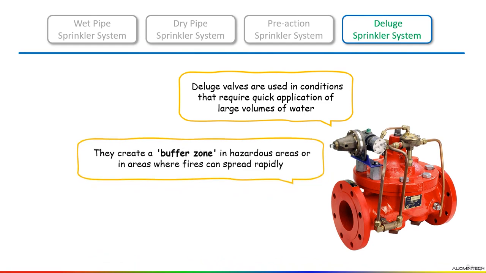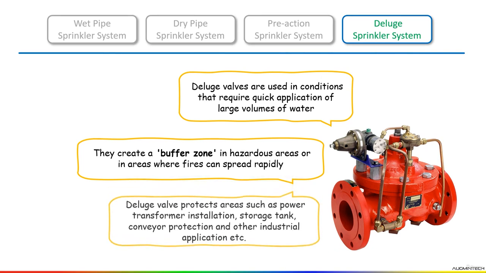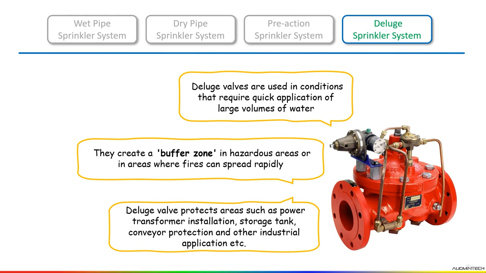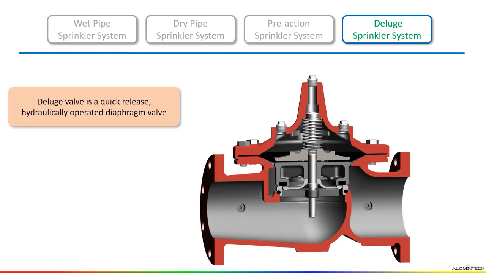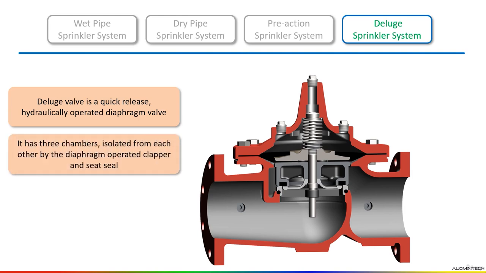They create a buffer zone in hazardous areas or in areas where fires can spread rapidly. Deluge valve protects areas such as transformer installation, storage tank, conveyor protection, and other industrial applications. Now here, deluge valve is a quick release hydraulically operated diaphragm valve. You can see in this image. It has three chambers isolated from each other by the diaphragm operated clapper and seat seal.